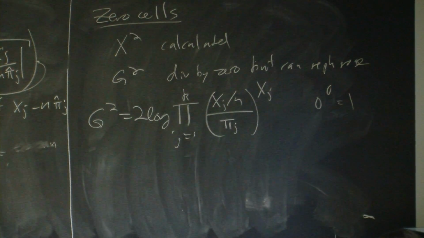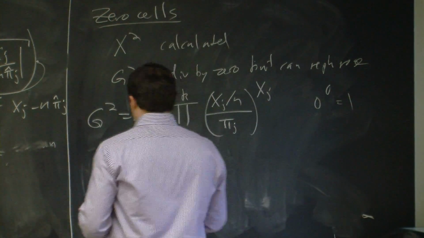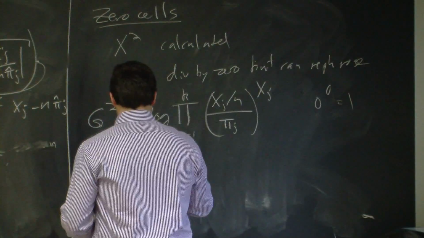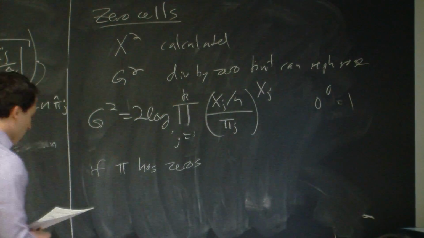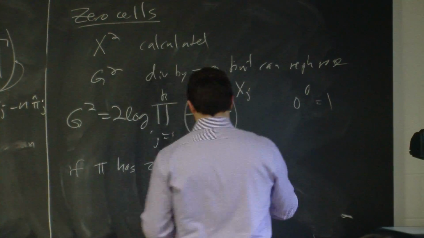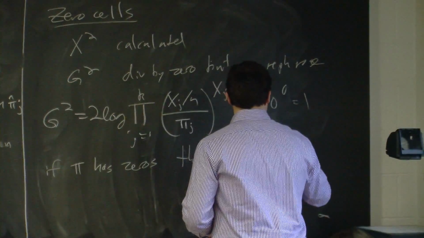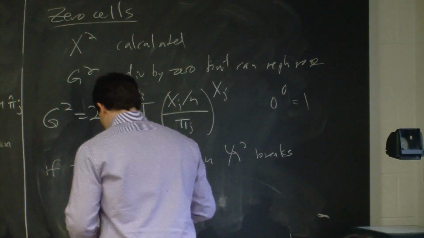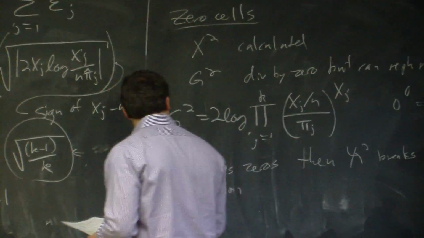But more seriously, if this vector pi has zeros, like the null hypothesis, then the chi-squared approximation breaks down. I guess pi hat, I mean.